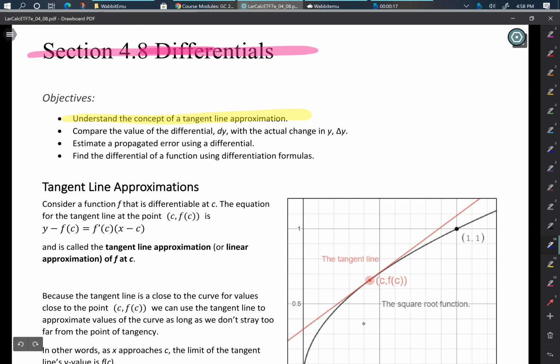We're also going to take a look at the idea of the value of the differential, dy, and the actual change, and compare and contrast how those things occur. We'll see how this relates to the idea of propagated error, and then we'll take a look at finding the differentials of a function using the differentiation formulas. Okay. All right, so here we go.